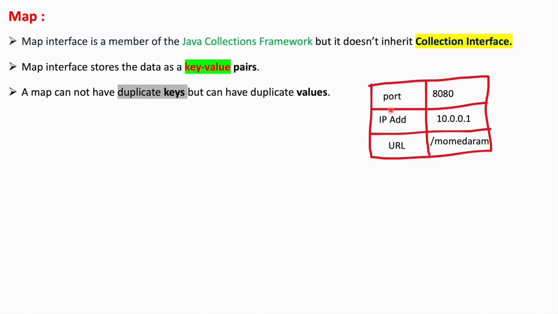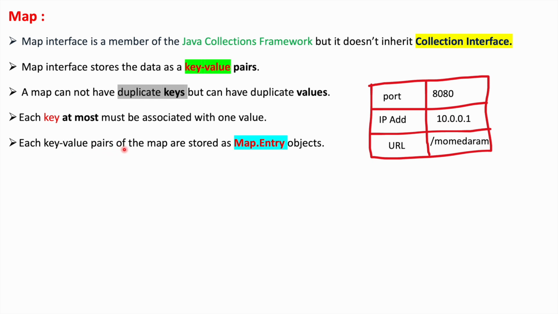What will happen if you try to insert duplicate keys? If you try to insert a duplicate key, the value will be replaced with whatever value we provide the second time. Map allows duplicate values. Each key can be associated with at most one value.